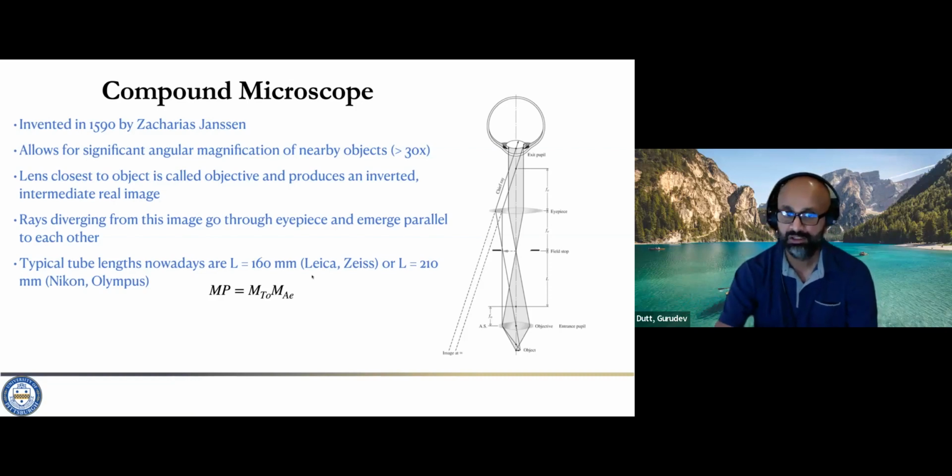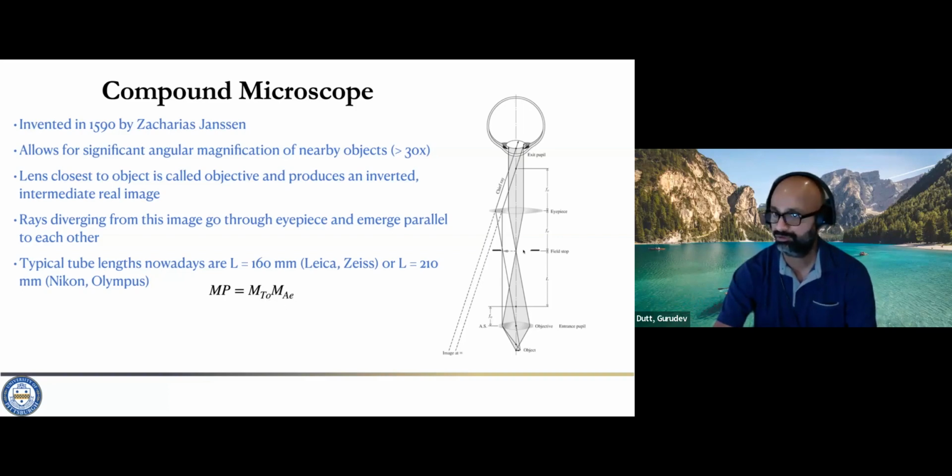So you can see that the total magnifying power of the compound microscope is just a product of the transverse magnification. Remember, there's a real image that is created here. So this image here has some size. So this just looks like a regular lens, right? So it's just a regular lens with a real image in between. So you can just take the image distance divided by the object distance, and that gives you the magnification of this first lens. And that's this MTO, the transverse magnification of the objective.